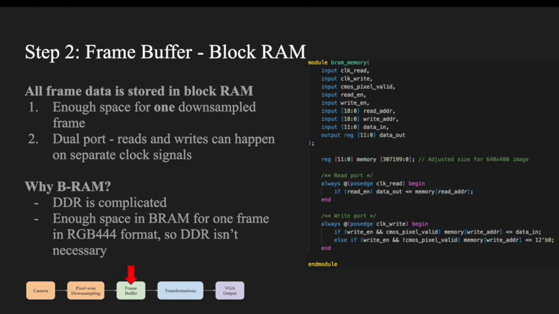What you can see here is the block RAM instantiation. We basically have dual-port block RAM here. On the read side, which goes to the VGA, synchronized with the VGA clock, we're basically just setting data out to equal the memory at the read address. Again, this is controlled by the VGA controller. On the write side, this is controlled by the block RAM controller, the address, and the write enable.